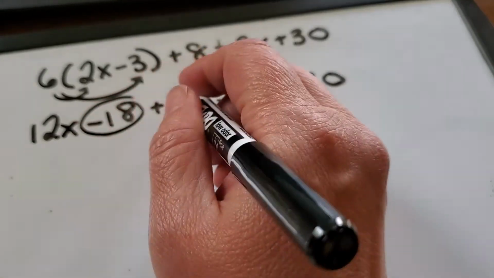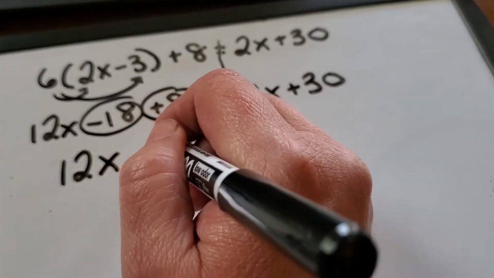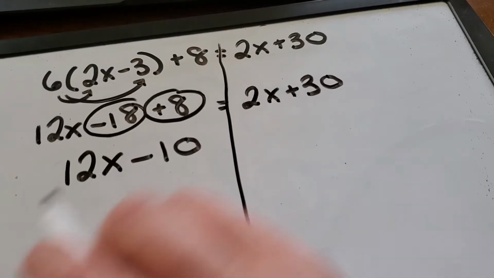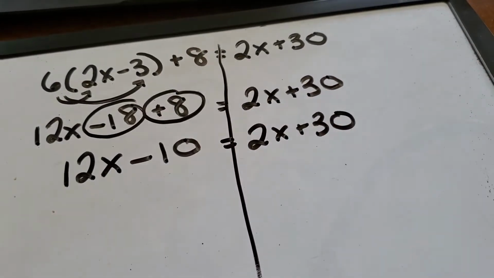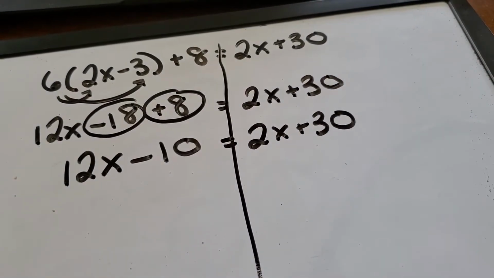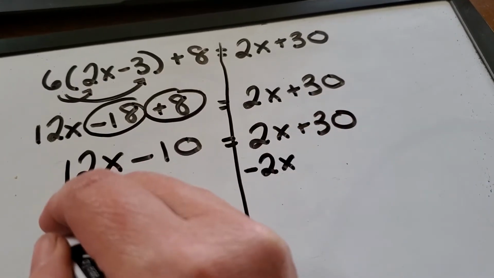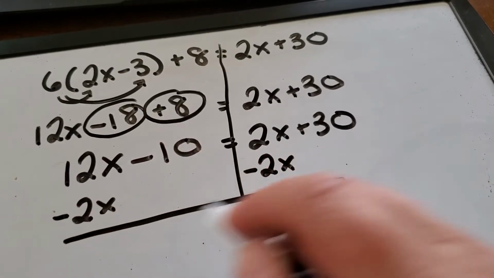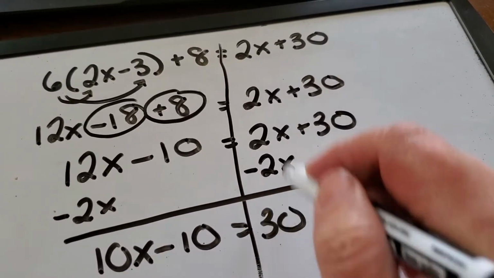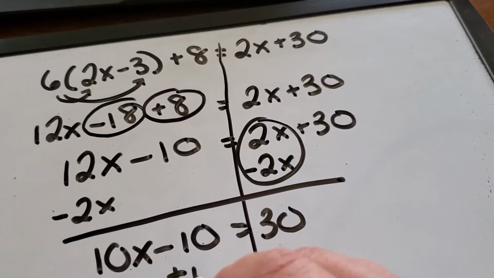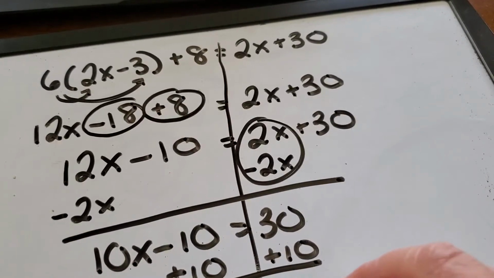So I'm going to combine that negative 18 with that plus 8, and that's going to give me a negative 10. So now it's going to say 12x minus 10 equals 2x plus 30. Now you can start moving things to one side or the other so you can get the x's alone. I'll get rid of the 2x on this side. And that's going to say now 10x minus 10 equals 30 because this is gone over here. I can add 10 to both sides. I can get 10x equals 40.